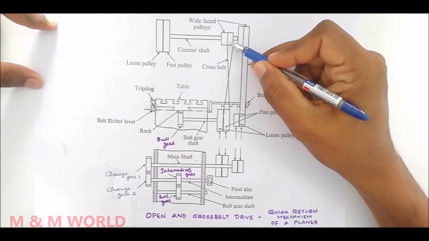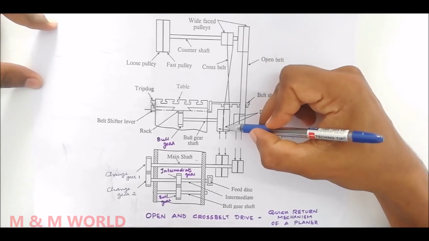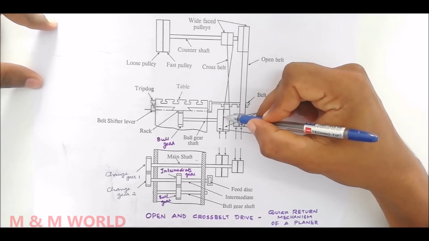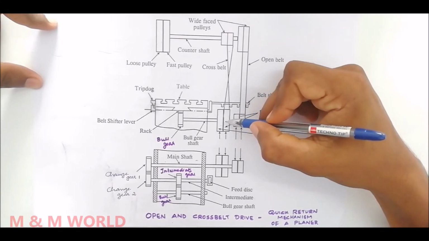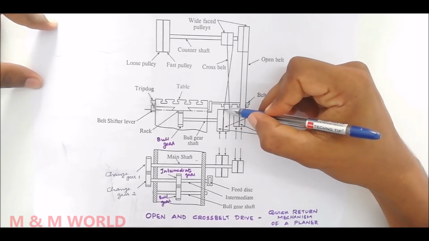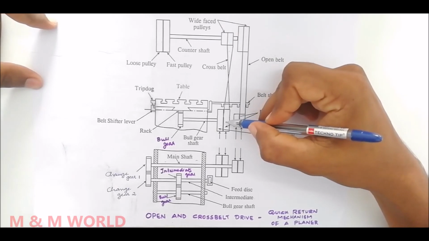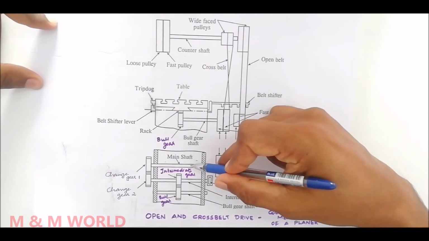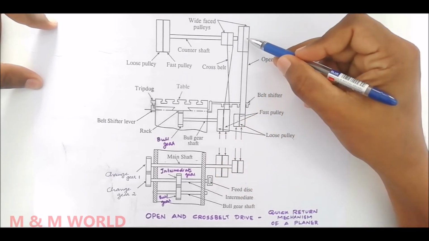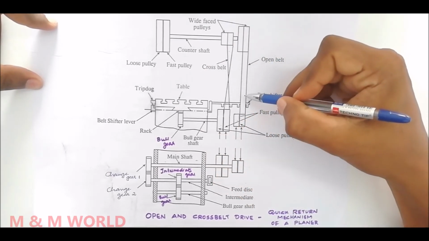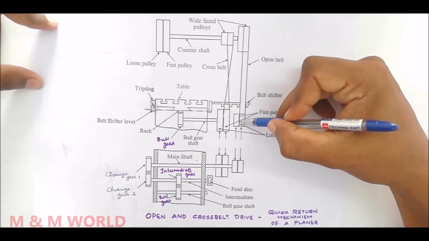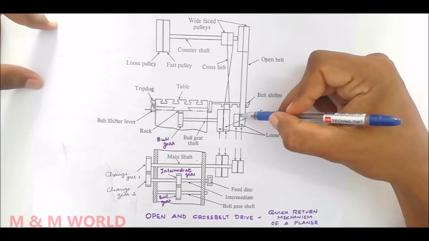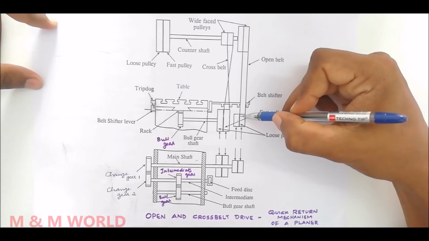When the smaller diameter pulley rotates, this loose pulley also rotates. The larger diameter tight pulley also rotates, and that motion is being transmitted to the main shaft. Whereas through this open belt, the motion or the power is being transmitted to this smaller diameter loose pulley.